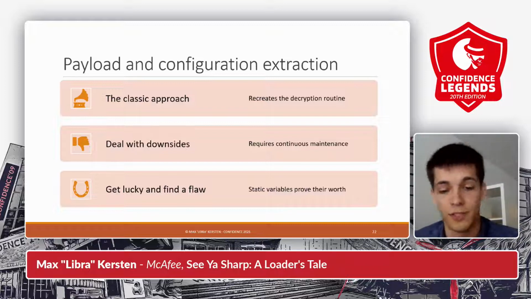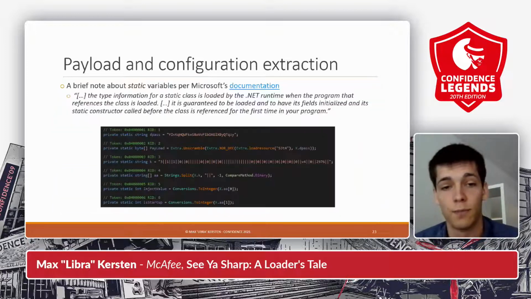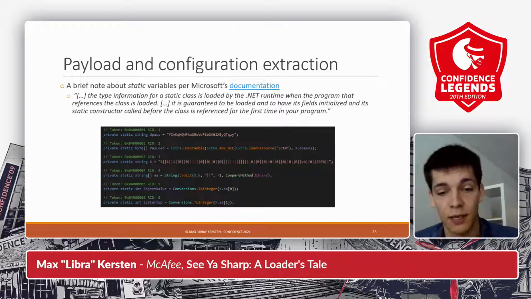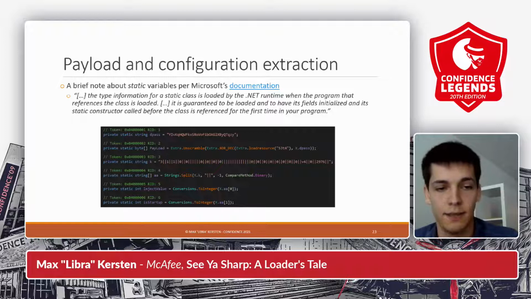However, what you can also do is get lucky. You can find a flaw. And in this case, static variables really prove their worth. Just digging in on static variables, as you can see in this screenshot that I showed you earlier, the variables are all static. So what does this mean and why is this useful? Well, per Microsoft's documentation, in the quote that I have, it says the type information for a static class is loaded by the .NET runtime when the program that references the class is loaded. It is guaranteed to be loaded and to have its fields initialized and its static constructor called before the class is referenced for the first time in your program.